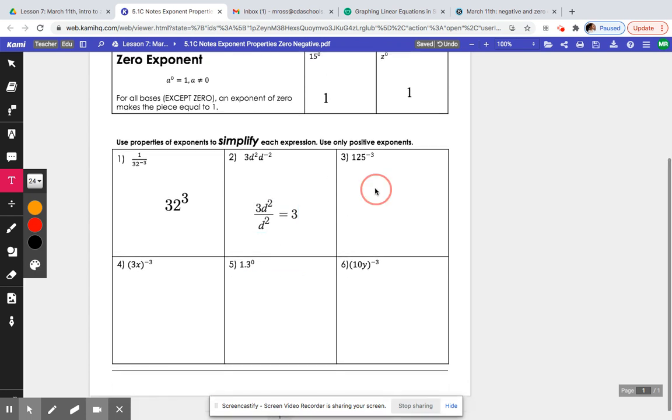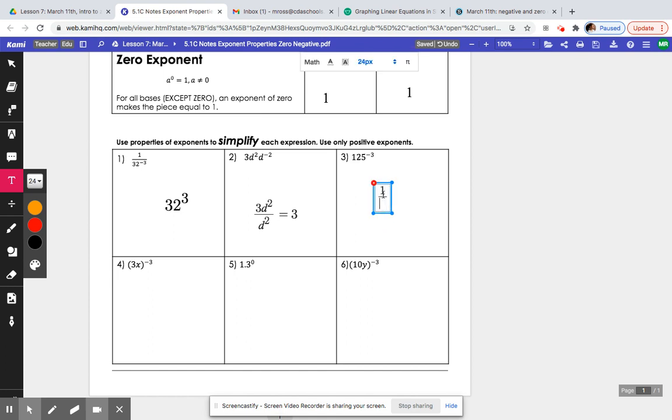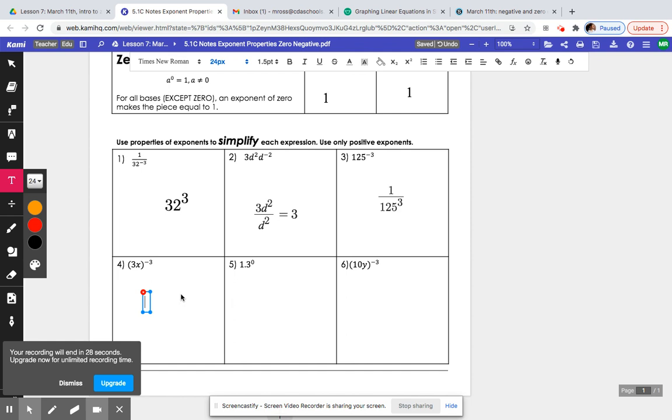125 to the negative third: again, all we do is flip that fraction and make our exponent positive, so we'll end up having 1 over 125 to the positive 3. We can come down here and look at this one as well. Before we can do this, we have to simplify, so we do 3 times 3 times 3 and get 27. So that'll be negative 27 x to the negative thirds. And then 5 to the 0 is also just going to be 1.